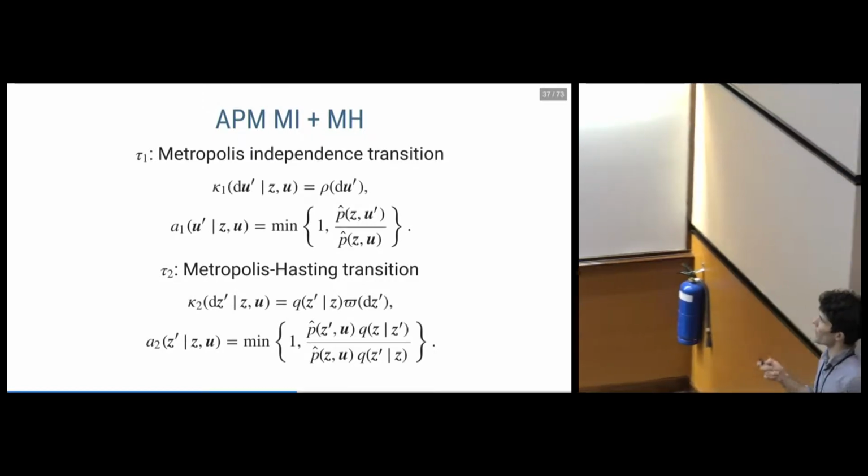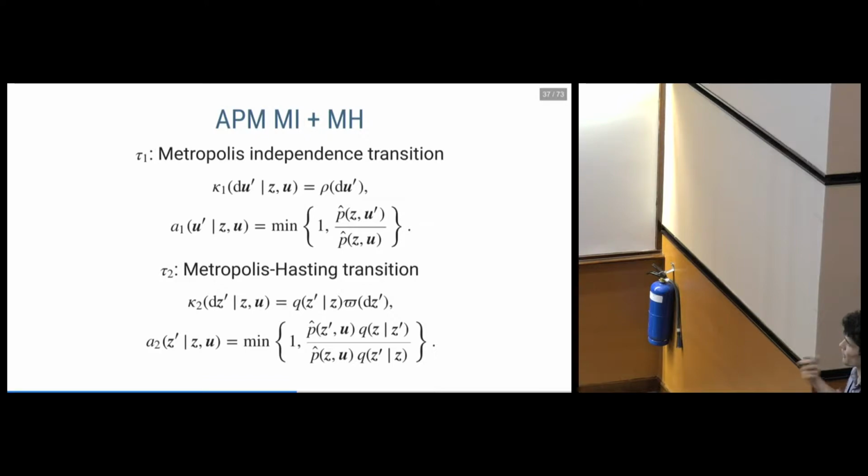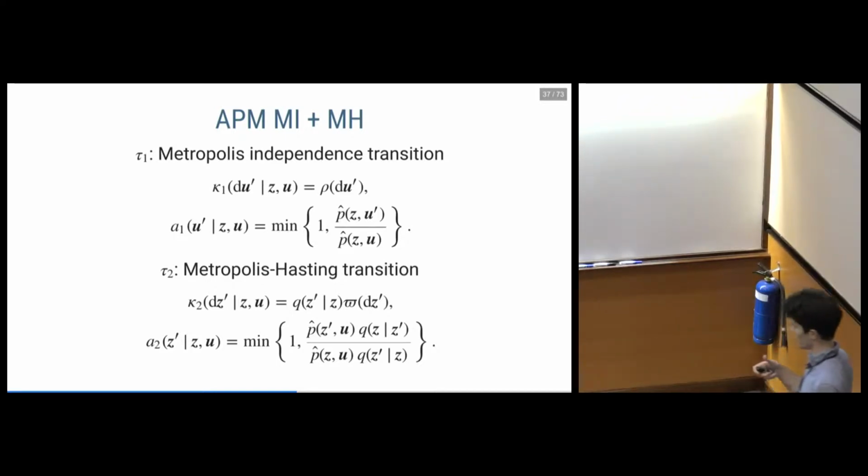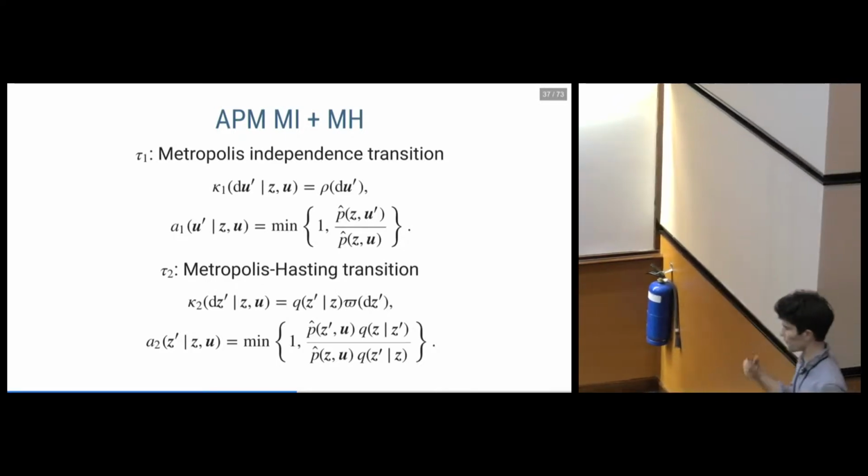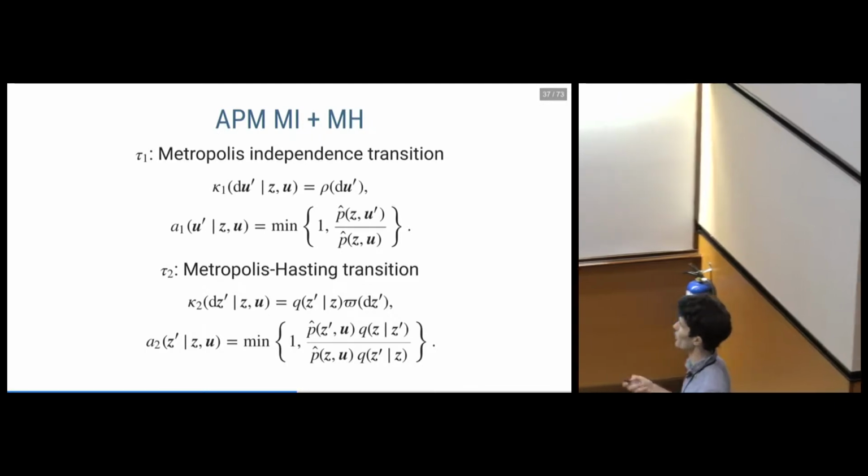So this will be affected in some sense by the properties of the estimator, and how low variance it is, or how strongly coupled these z and u variables are.